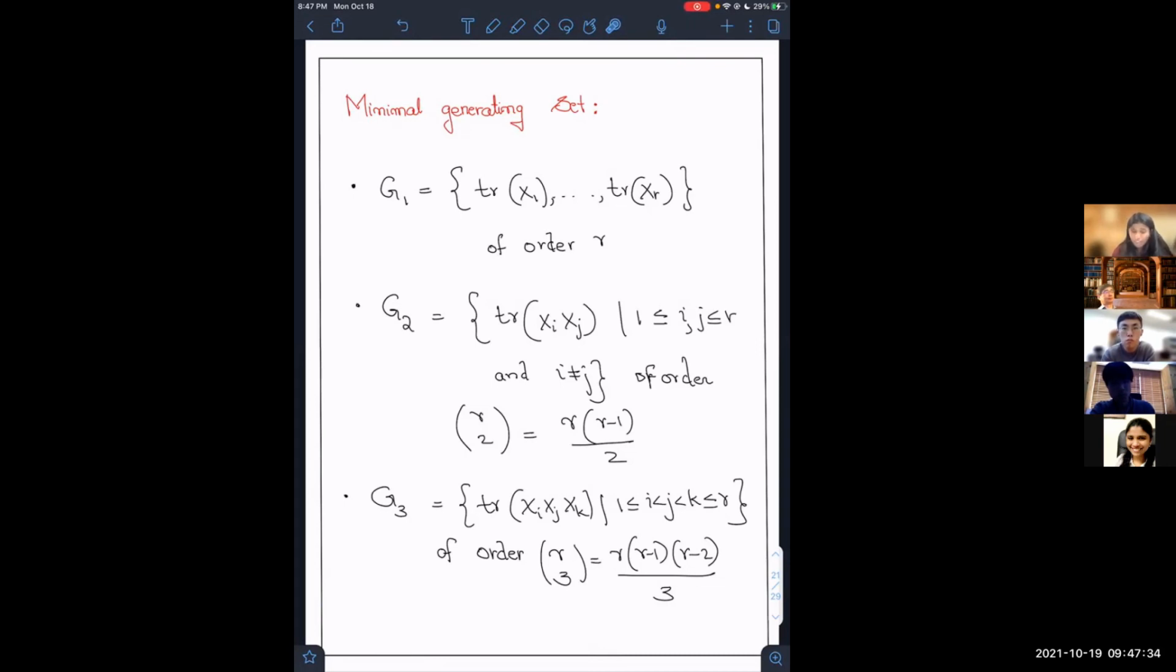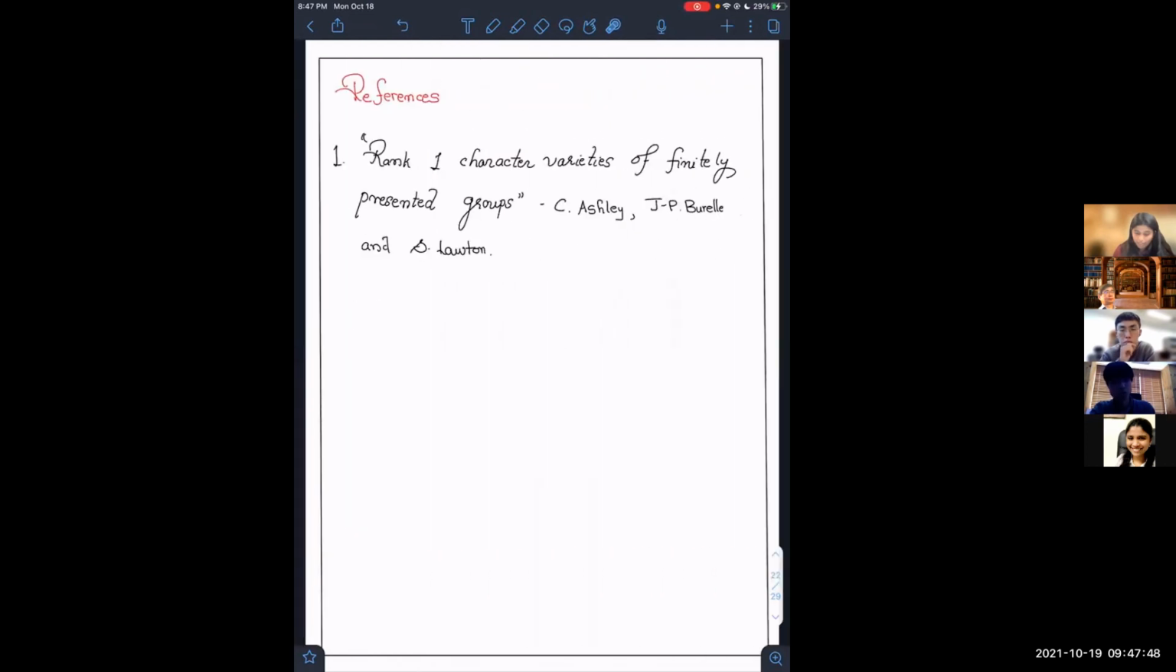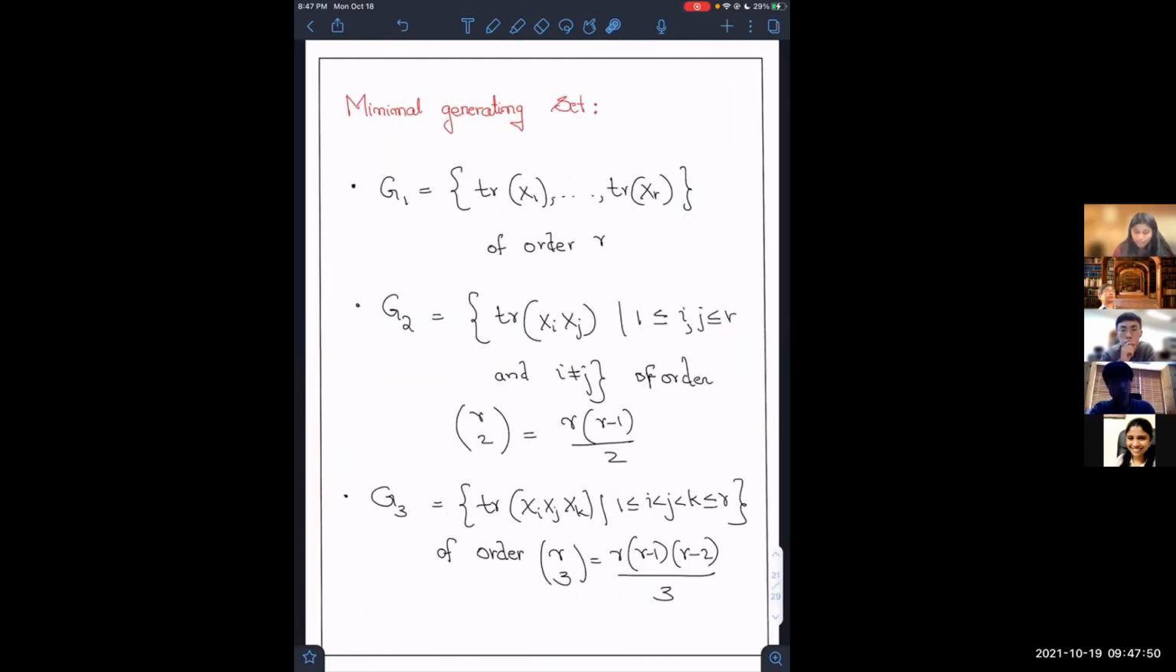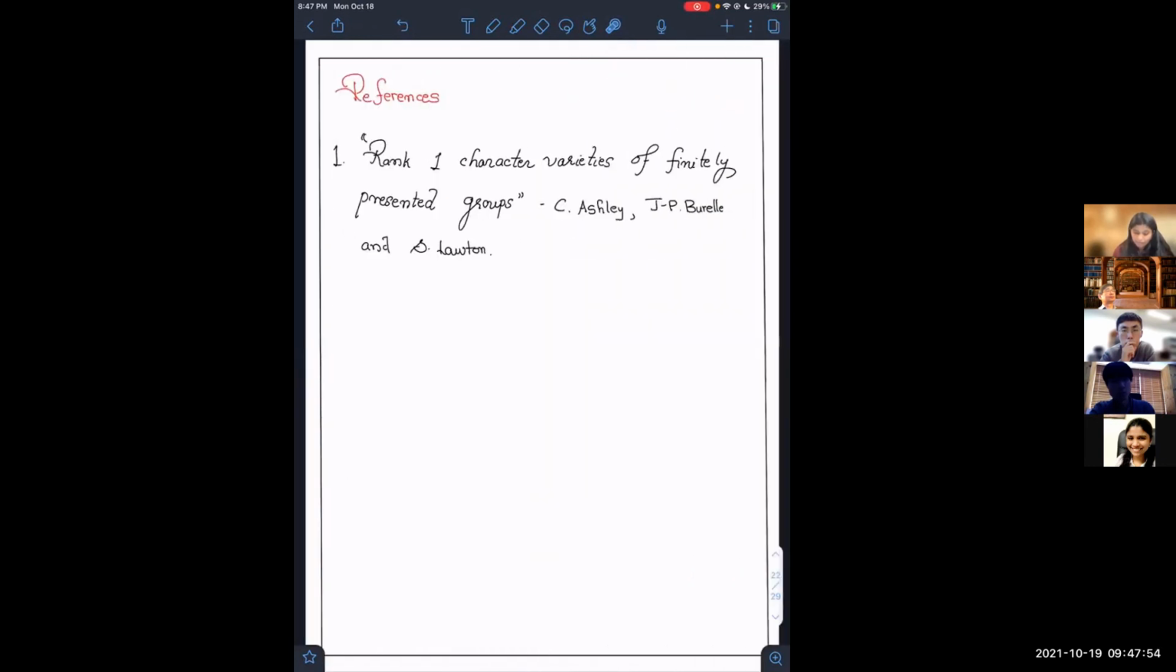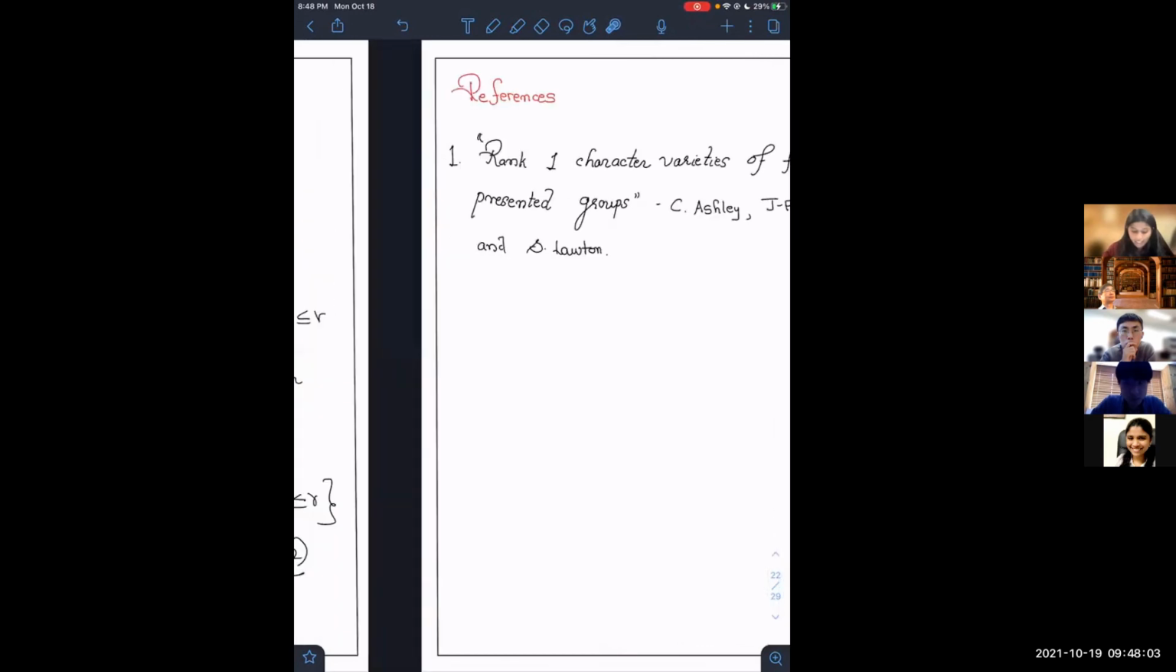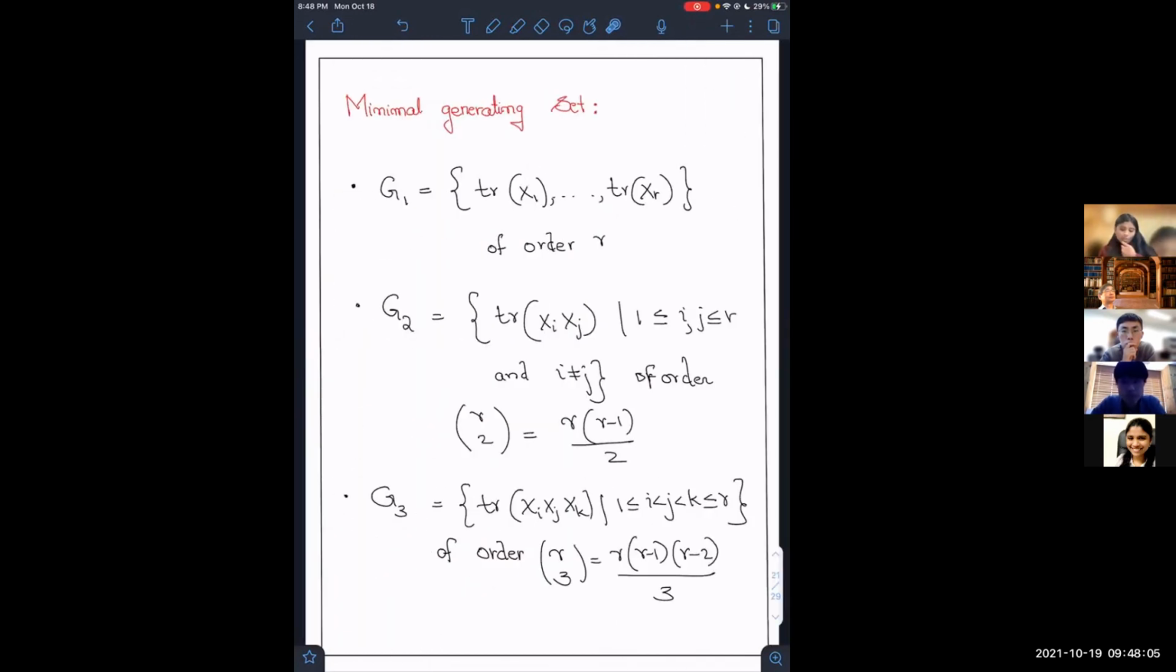So if you look at the reference that I mentioned earlier, the paper gave a nice explanation of why this set is a minimal generating set for the coordinate ring of the character variety. So this is the paper I talked about, and that's what I wanted to talk about today.